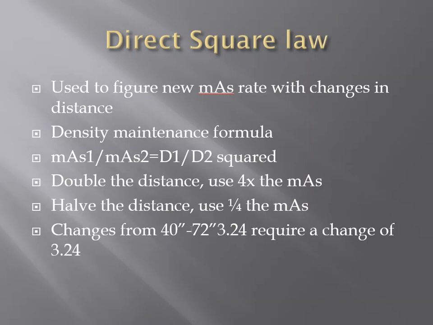So a change from 40 to 72 inches requires a change of 3.24, so roughly 3 1/4 is your conversion. So if you change from 40 inches to 72 inches, what you're going to need is 3.24 times the amount of mass. If you go from 72 inches to 40 inches, you're going to need 3.24 the amount of mass.